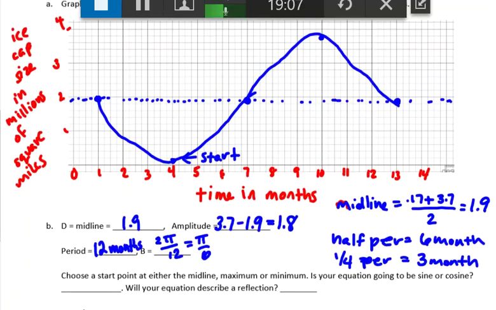So I chose a start point and I labeled it start, and you guys should do the same thing too. So because I chose that one, will it be sine or cosine? If it's on the midline, it's sine. And if it's a maximum or a minimum, it's cosine. And does my graph have a reflection? Yes, because I'm starting at low.